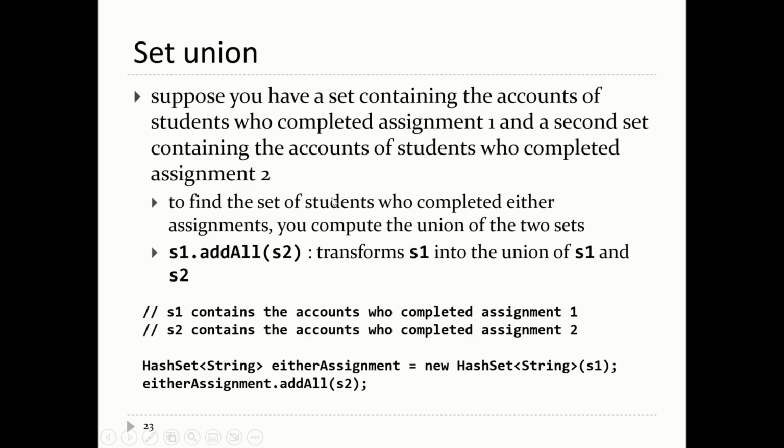Okay, so the set union: if you have two sets, then the union of the two sets is just all of the elements that are in the two sets with the duplicates removed. Suppose I have a set of students who have completed assignment 1 and a second set of students who have completed assignment 2. I would like to know who's completed either assignment, either both or one of the two.